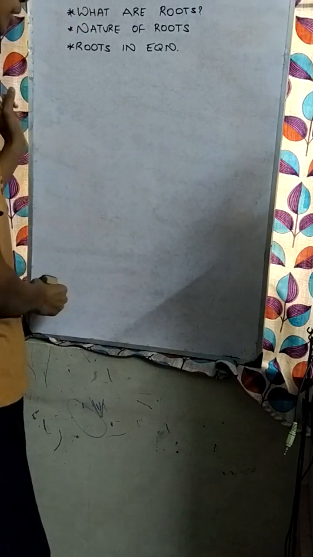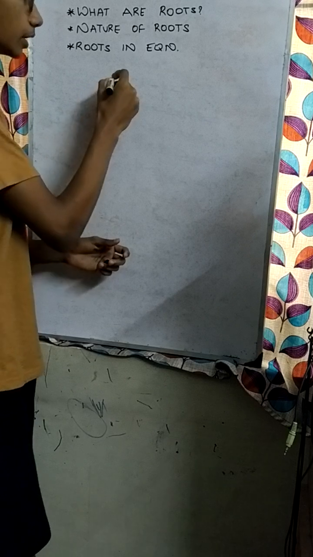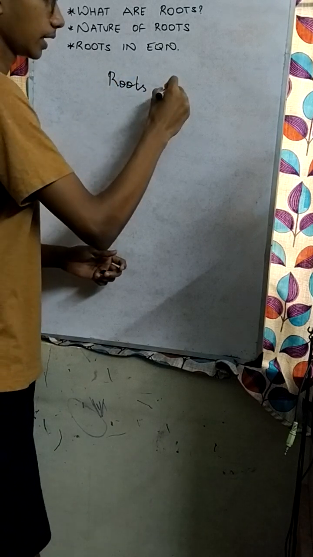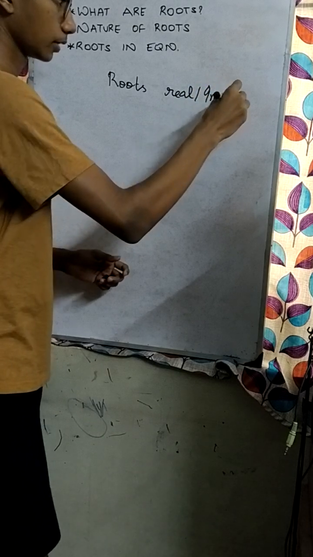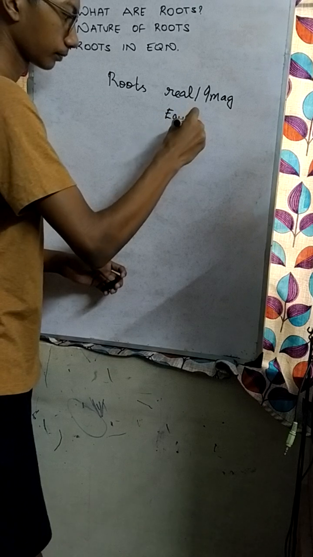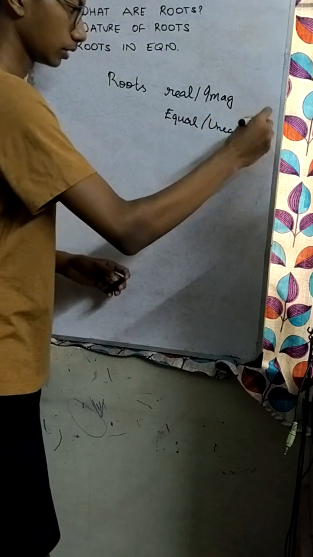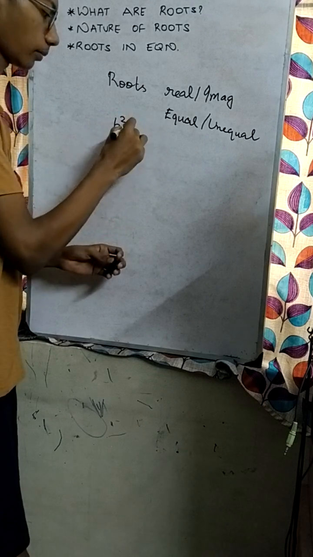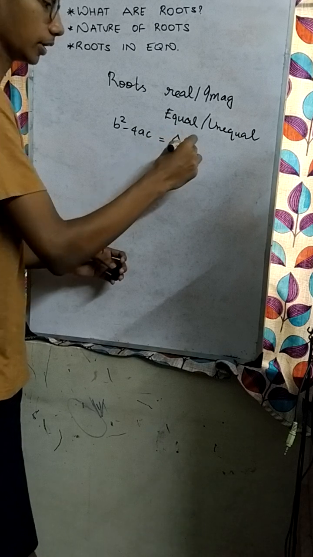Now let's get to the next topic, that is nature of roots. The nature of roots basically means whether the roots are either real or imaginary or equal or unequal. So the basic formula to get this is b square minus 4ac, that we can otherwise call as determinant.